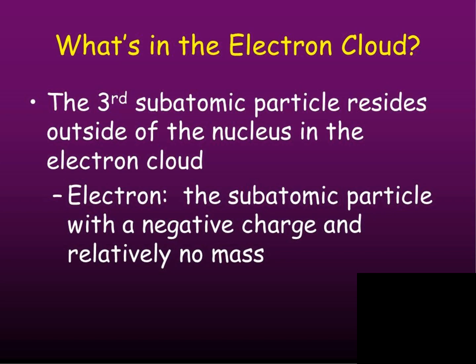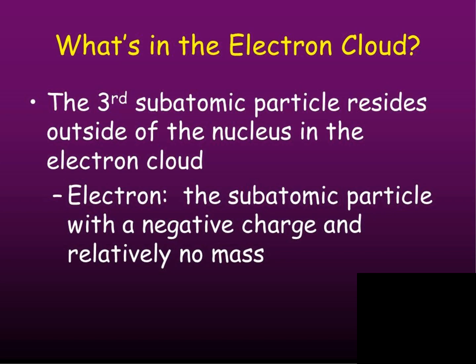What is the electronic cloud? First, the atom has the nucleus in the middle, and around it the electronic cloud. Now we have understood very clearly what an atom is and what the constituent particles present in the atom are. Now let us see what the electronic cloud is. The third subatomic particle which resides outside the nucleus is called the electronic cloud. What is inside the nucleus? The nucleus is inside the electronic cloud. What is inside the nucleus? Protons and neutrons. Then outside is the electronic cloud.